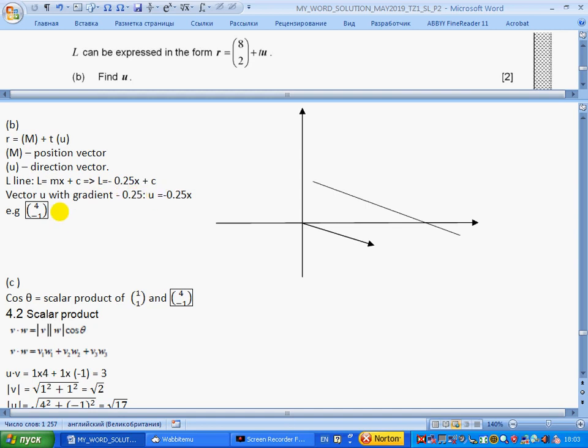Vector u with gradient minus 0.25 is given by this line, so if we take for example x equals 1, then u will be, no, x equals 4, u will be minus 1. So we have one vector, (4, minus 1), and this vector is parallel to our tangent line because they have the same gradient.